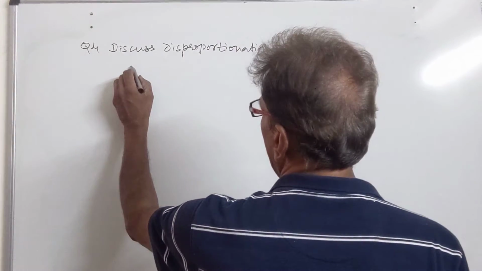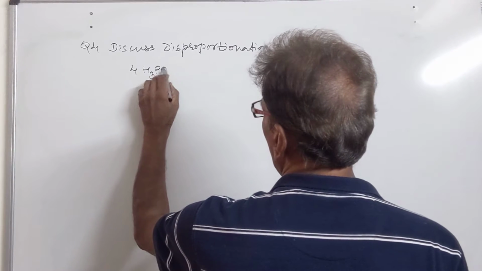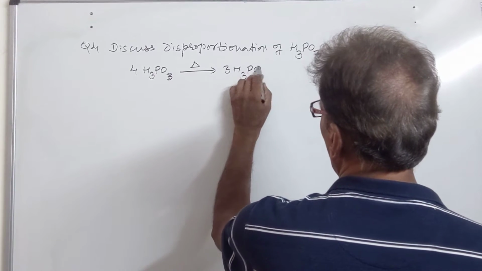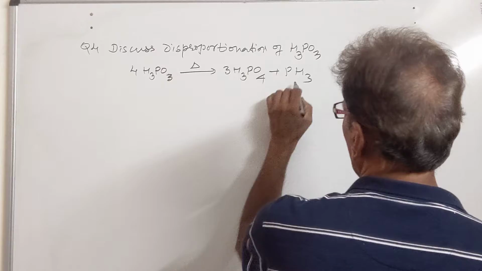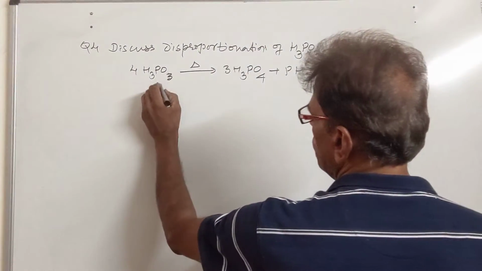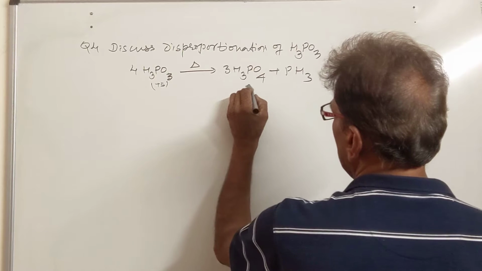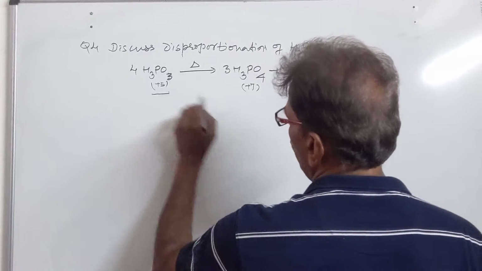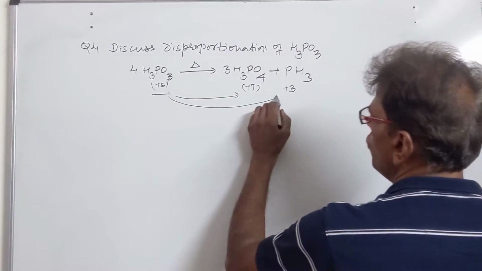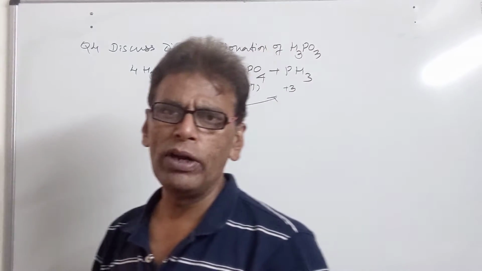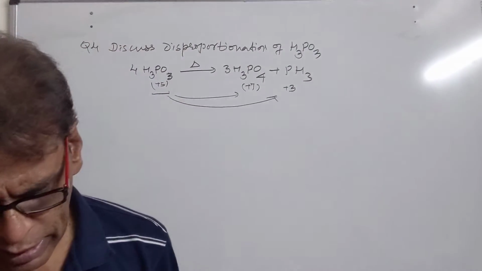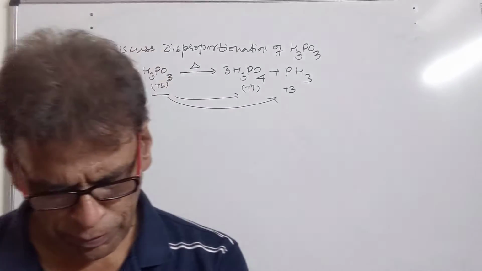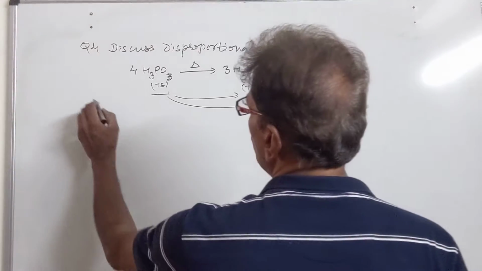For example, when we heat 4H3PO3, it will give you 3H3PO4 plus PH3, phosphine gas. Here phosphorus is present in +3 state. Here it is in +5 state. In this case it is in -3 state. So +3 state of phosphorus has now changed into 2 oxidation states. In one of the compounds it is in the lower oxidation state, while in the other compound it is present in the higher oxidation state.